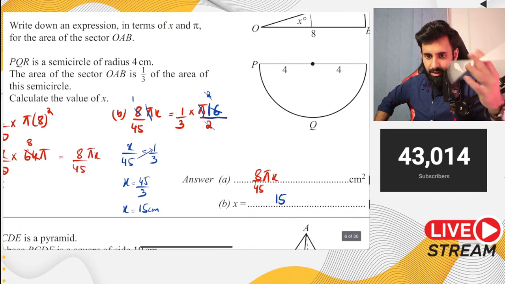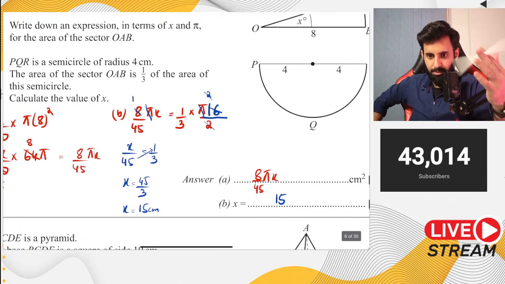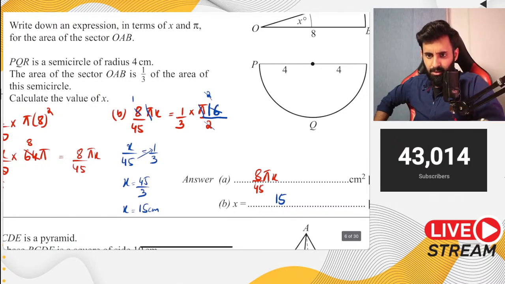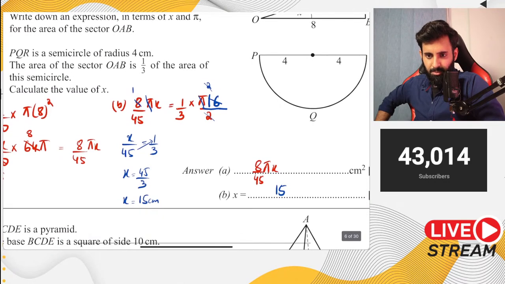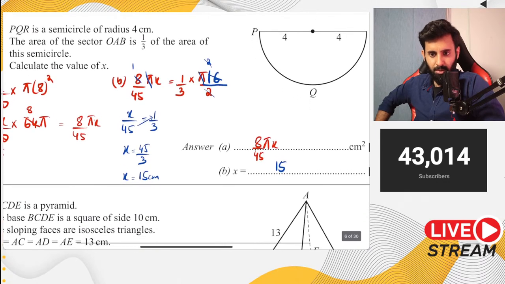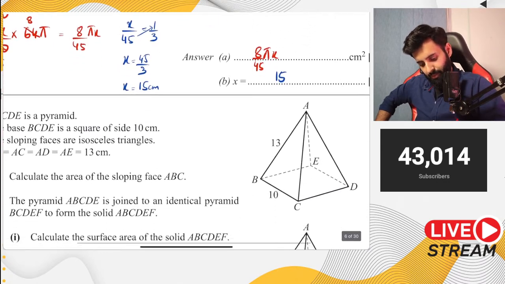After getting consistently good marks in 4 or 5 past papers, should we do more? Yeah, you should keep on doing more. You shouldn't stop. Sir, should we do math past paper every day? Yeah, of course. You should be doing past papers every day.